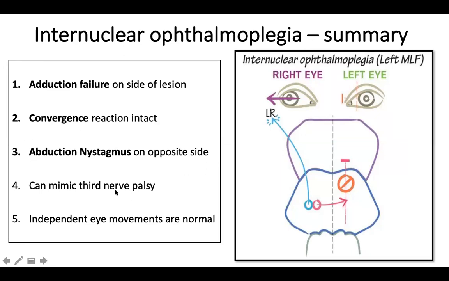This can sometimes mimic a third nerve palsy. So one of the important clues is that there is no pupillary dilatation. As you know, in a third nerve palsy, the eye is down and out, not like this. Whereas in an INO, the eye is in the midline position in a cardinal gaze. The independent eye movements are normal.